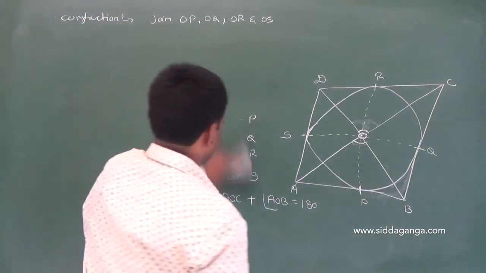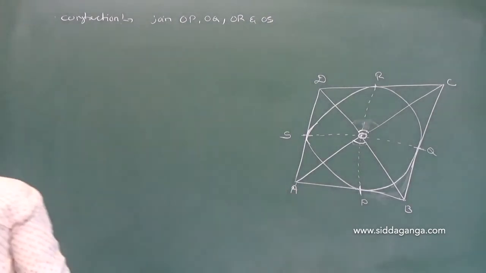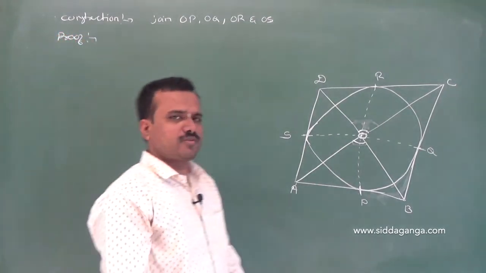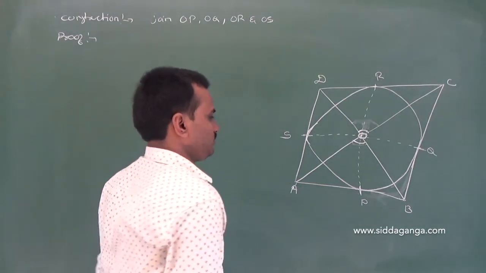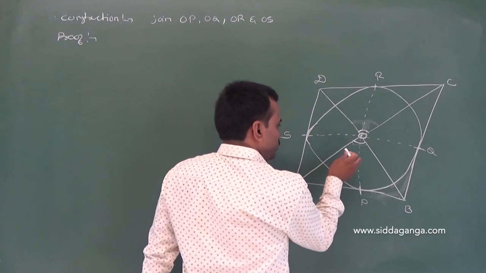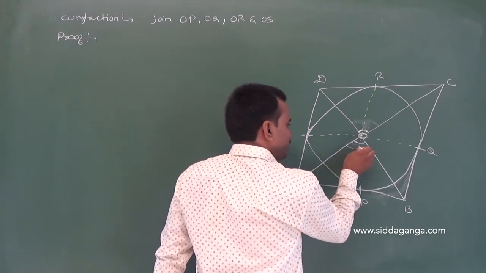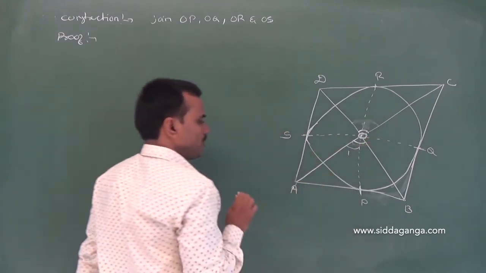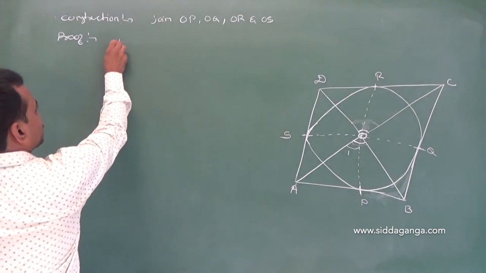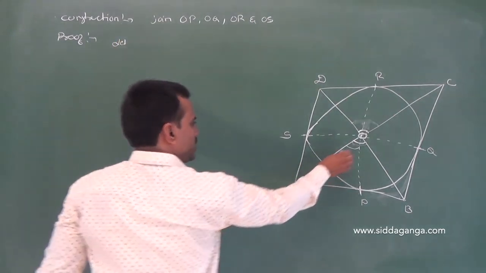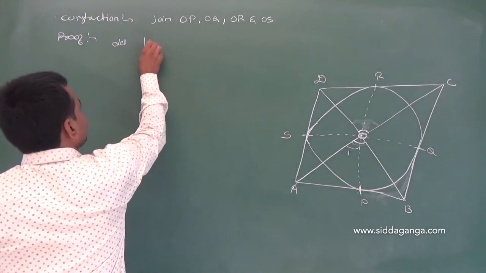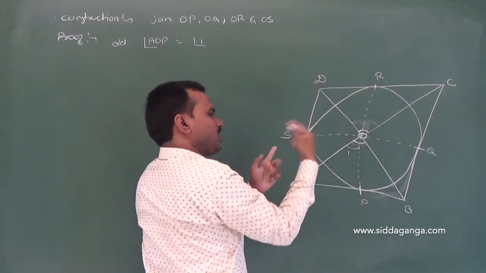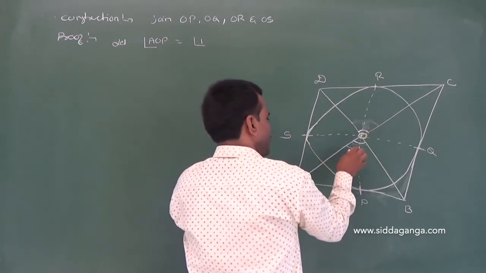See, observe the proof. Observe the figure very carefully, very important. So, what we do? This angle is angle 1. One by one I write. Okay, proof. Let angle AOP be angle 1. I go anticlockwise or clockwise. AOP is angle 1.